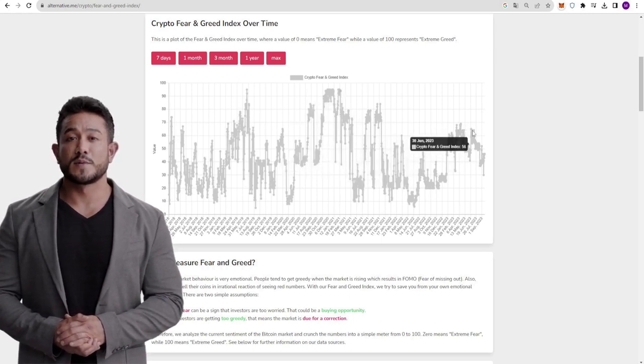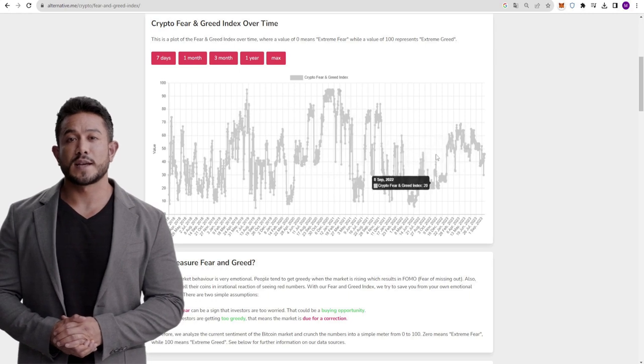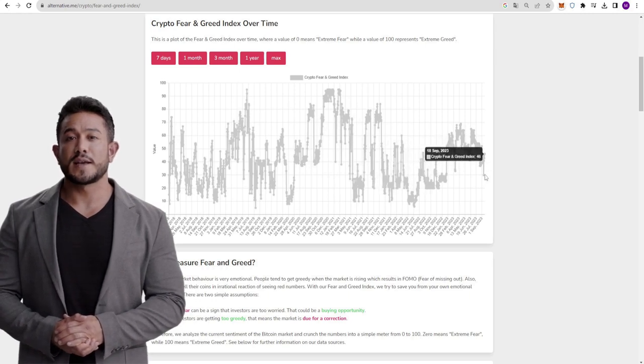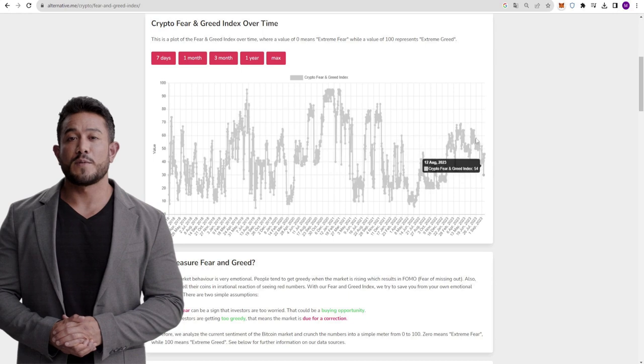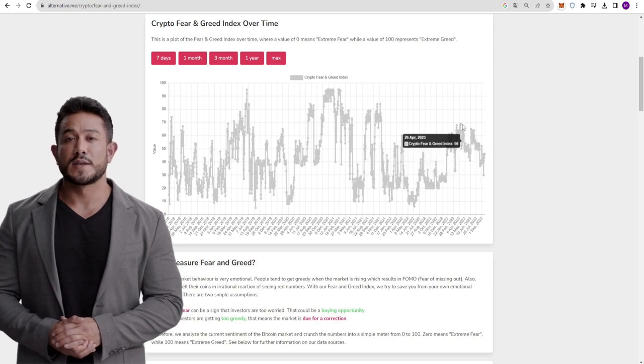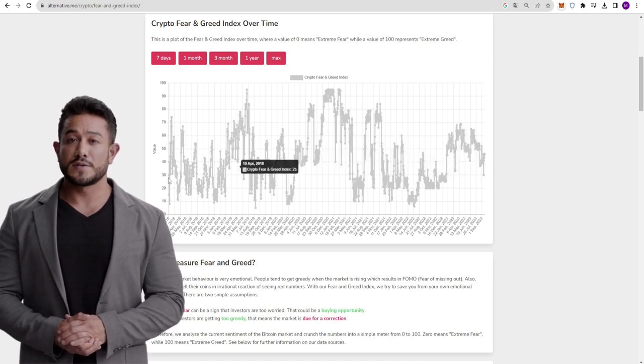If positive sentiment prevails in the market, the greed index rises. Rising prices and significant profit opportunities can create greed among investors, and the index attempts to measure this greed.